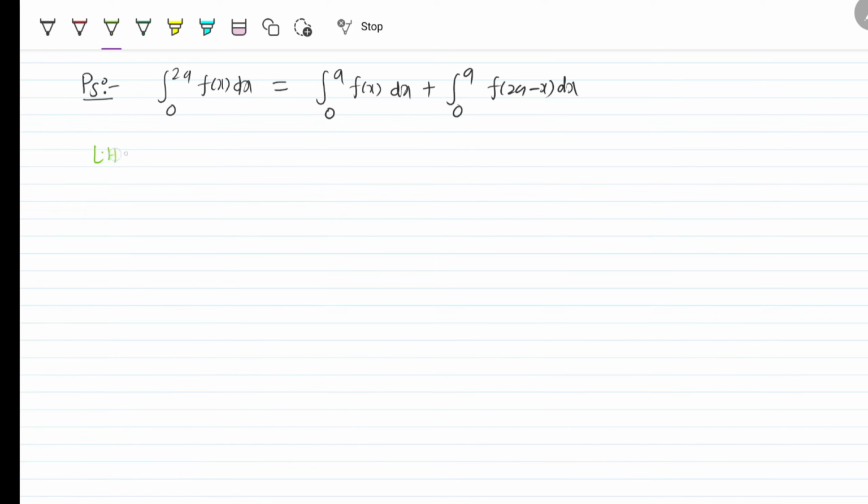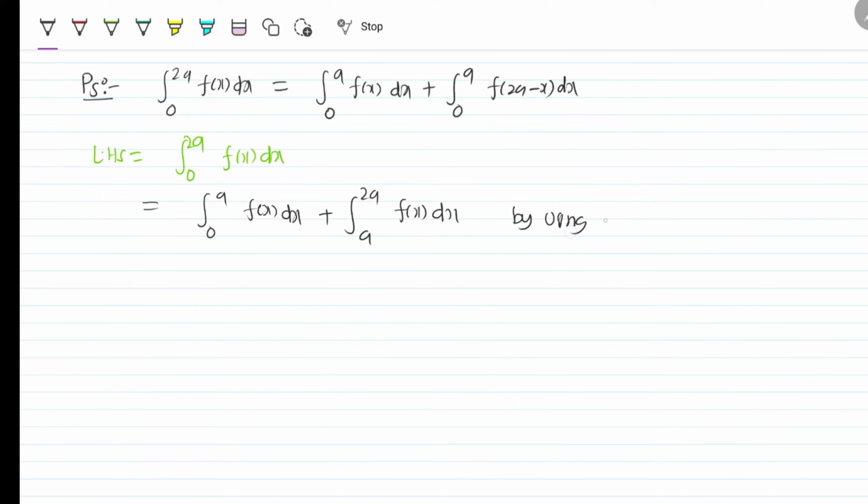We will take the left hand side, LHS, 0 to 2a f(x) dx. Here we will use property number p2. We can break this integral into 0 to a f(x) dx plus a to 2a f(x) dx, by using p2 property. Suppose it is equation number 1.